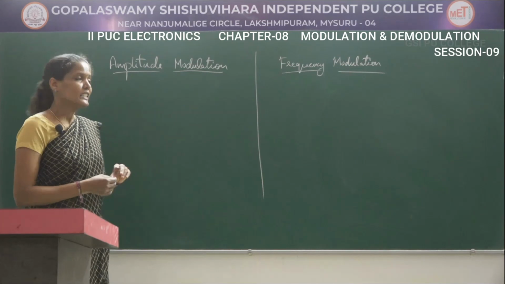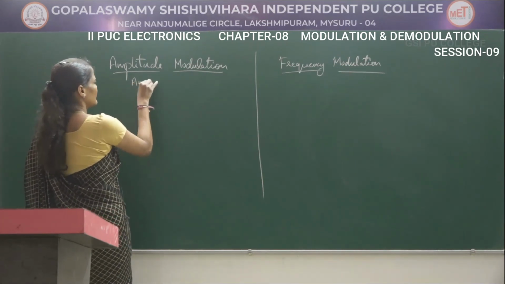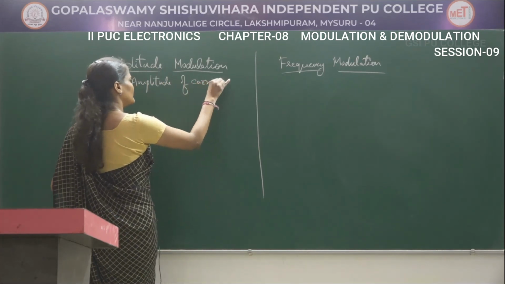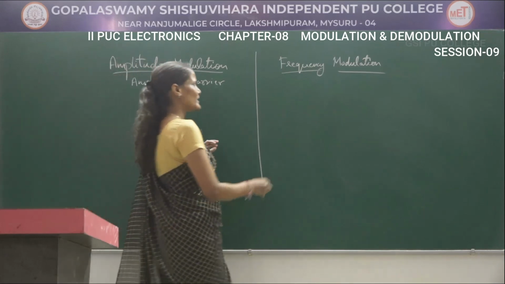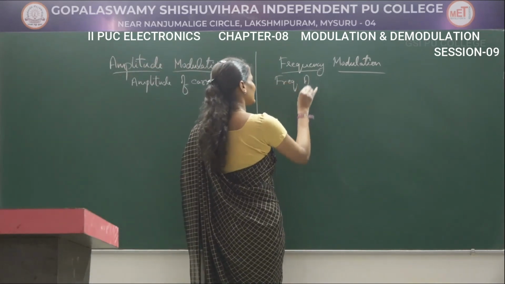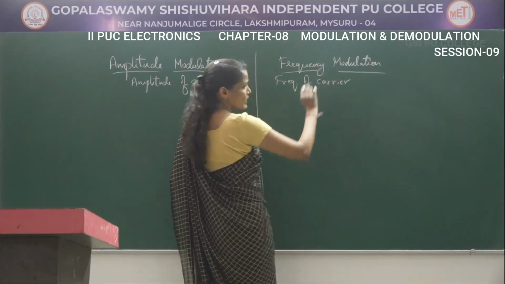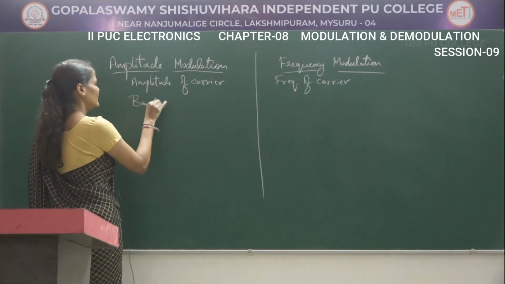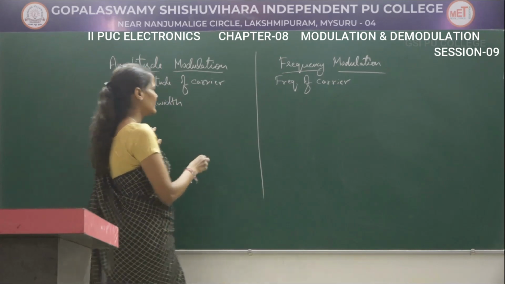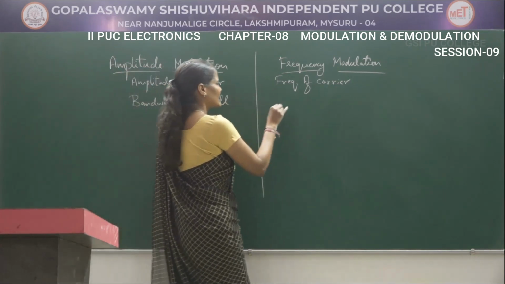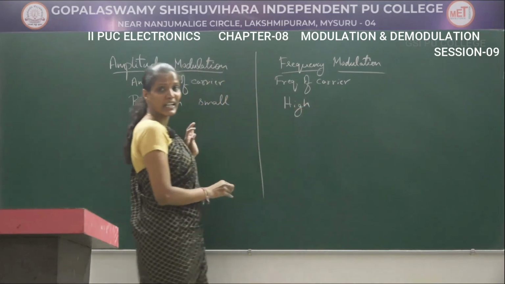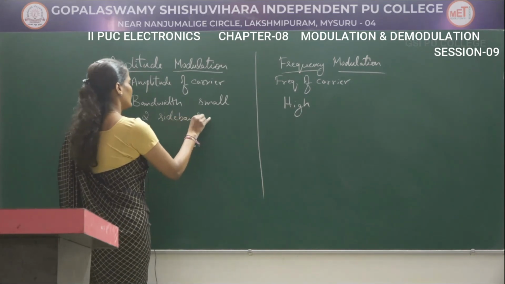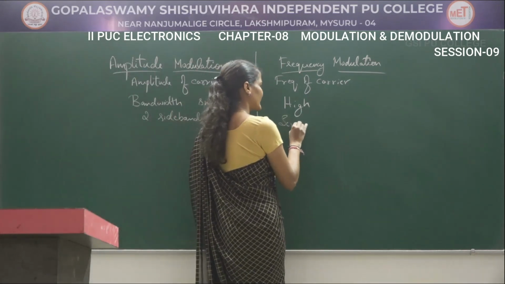In amplitude modulation, the amplitude of the carrier signal is varied depending upon the amplitude of the modulating signal. Whereas in frequency modulation, the frequency of the carrier signal is varied depending upon the amplitude of the modulating signal. In amplitude modulation the bandwidth is small, whereas here the bandwidth of the signal is very, very high. Here it contains only 2 side bands, whereas here it contains several side bands.